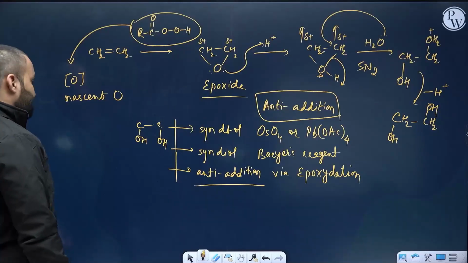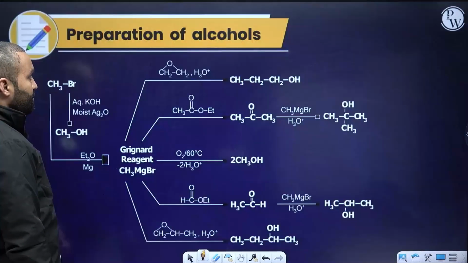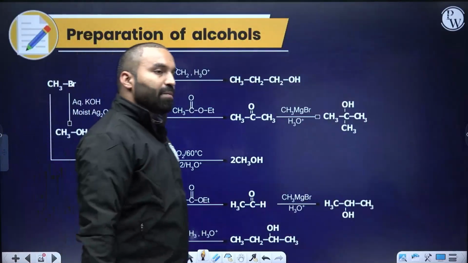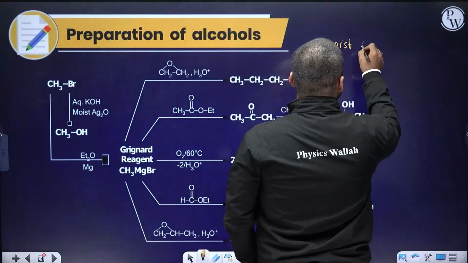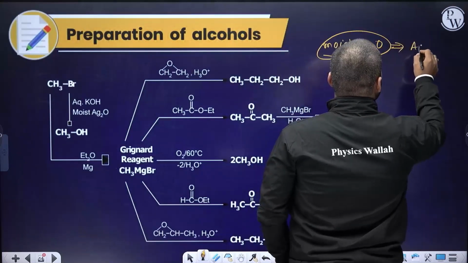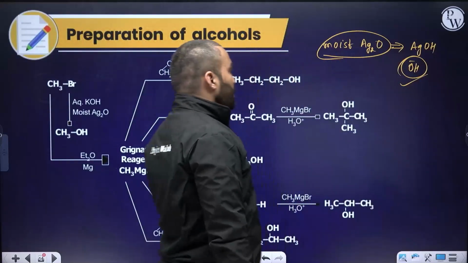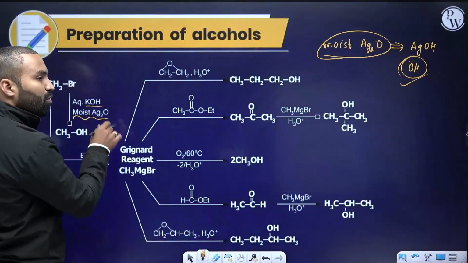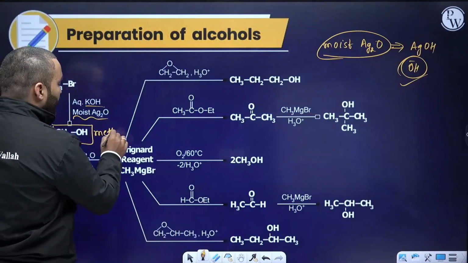Fine. Let's move to some more methods of preparing alcohols. We have now an alkyl halide. If I treat it with Ag2O, moist Ag2O, remember moist Ag2O is viewed as AgOH. It's a source of OH minus nucleophile. So the alkyl halide will be immediately attacked by aqueous KOH or moist Ag2O. Both of them essentially mean the same thing. The product obtained is methanol, or alcohol in general.